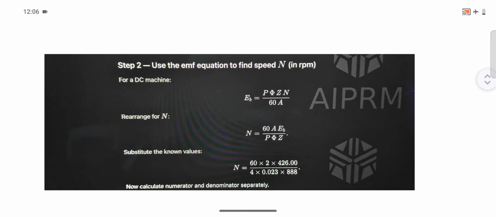Now we will come to the formula of back EMF for a DC machine, P phi Z N divided by 60A, and we will put all the values in this equation to calculate the speed. You can see here, the formula for N after rearranging is this one. Now Eb we already calculated, P value is given, phi is given, and Z is given. All the values we will put here.